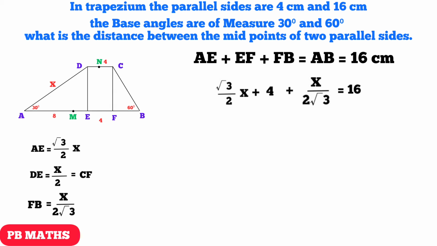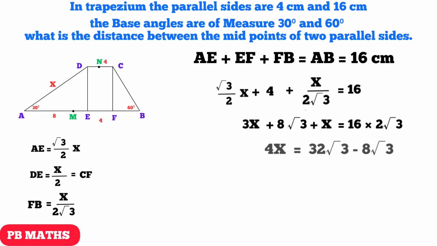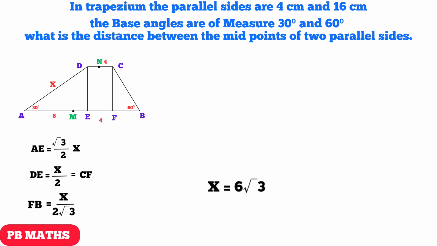Then by simplifying this, we get 3x plus 8 root 3 plus x equals 16 into 2 root 3. Further simplification gives us 4x equals 32 root 3 minus 8 root 3, which is 24 root 3. Then x equals 24 root 3 divided by 4. Then we have the value of x as 6 root 3. Now we have the value of x.